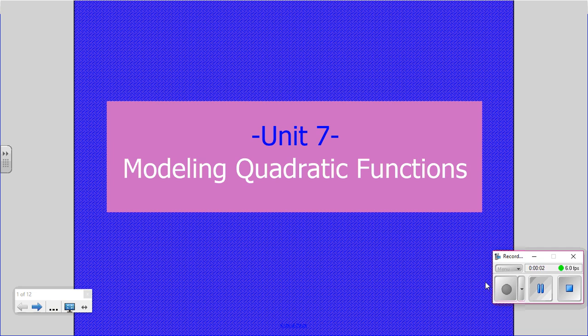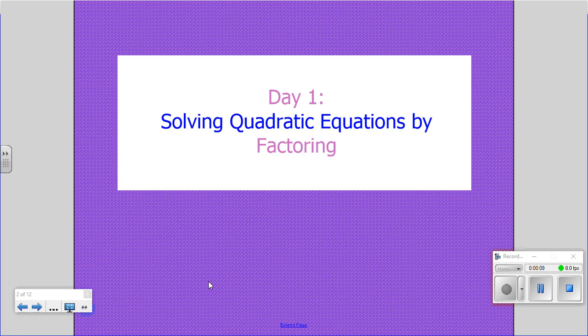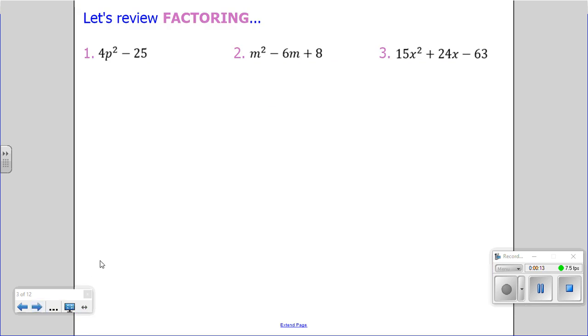Alrighty, today we start Unit 7, which is modeling quadratic functions. Our first lesson is solving quadratic equations by factoring. So let's review our factoring skills.